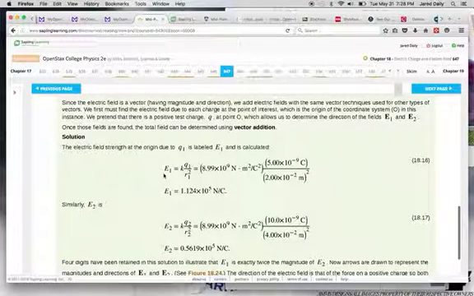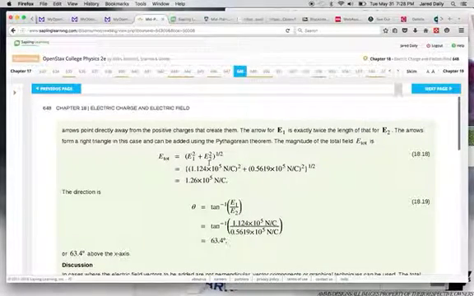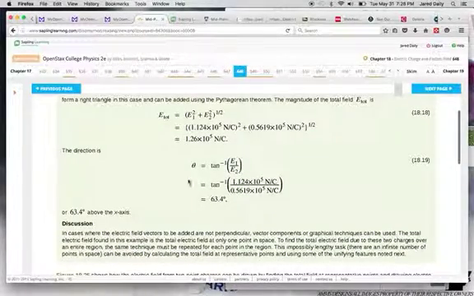Here's our electric fields that we get from E1 and E2. And once you get those values, then they square each of them, and then they add them together and take the square root. So they use Pythagorean's theorem, and then here they use theta equals inverse tangent of E1 over E2, or the opposite over the adjacent, to get that angle.